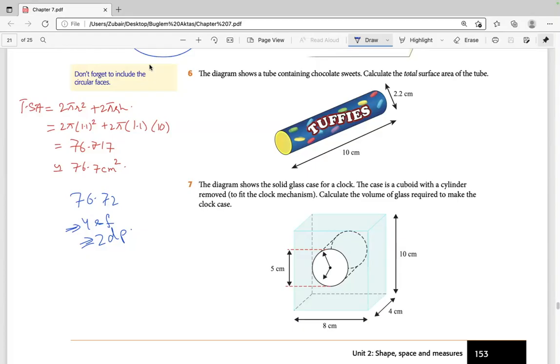24.1? No. Wait, I wrote that wrong, sorry. 241.4 or 241.5. 8 into 10 into 4 is 320 for the complete cuboid. And the volume of the cylinder is going to be pi r squared. So pi into r, which is 2.5, squared, and then we subtract these two. So I can write 320 minus pi into 2.5 squared.